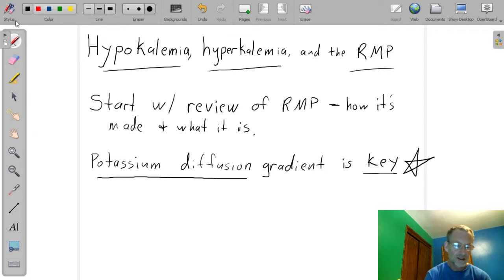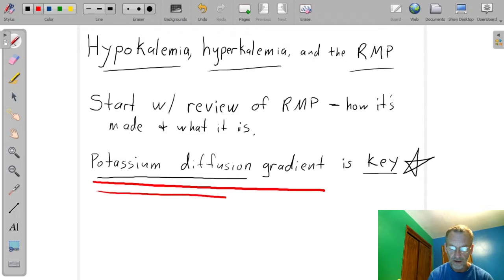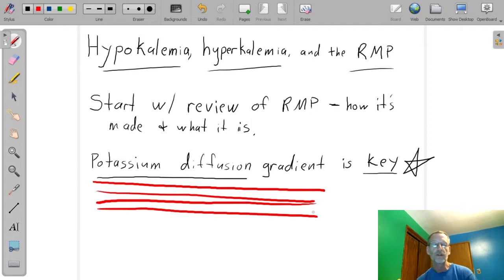And what's key to this whole story is the potassium diffusion gradient. That's what you really want to focus on as we go through the review of the RMP, the resting membrane potential. So let's review that first.